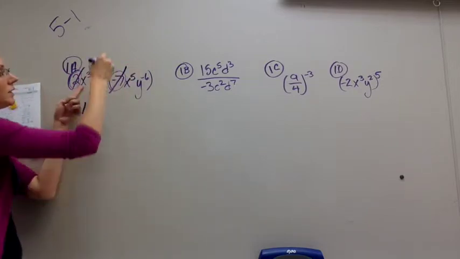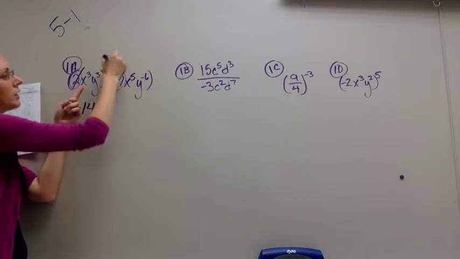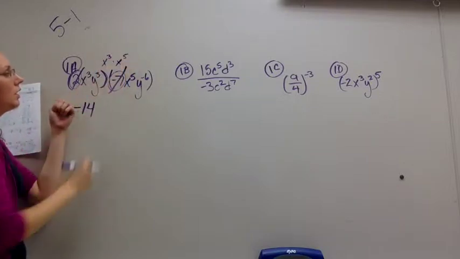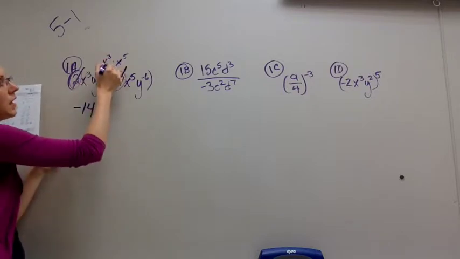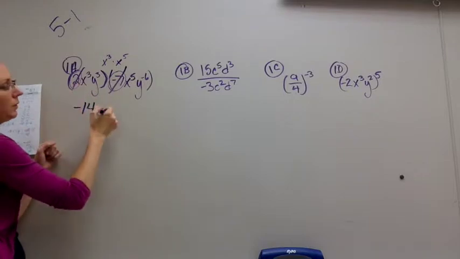Next, I'm going to look at my x's. I have x to the 3rd times x to the 5th. So this is our product of powers property, which means I'm multiplying the 2 bases, so I add my exponents.